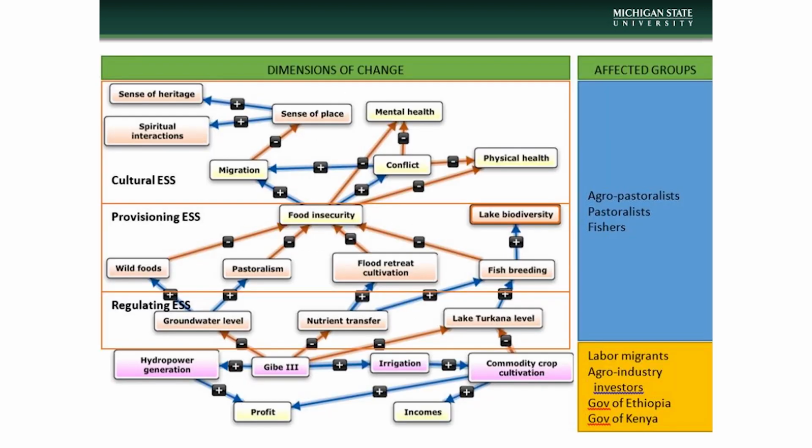So by the end of this paper, what we had was a systems diagram, which is this, and it's split: orange are the ecosystem services, yellow are the outcomes, pink are the drivers. And the consensus was, if you're an actor who's driving the change, you're doing okay. To be fair, the Ethiopian government are not making as much money as they'd hoped.